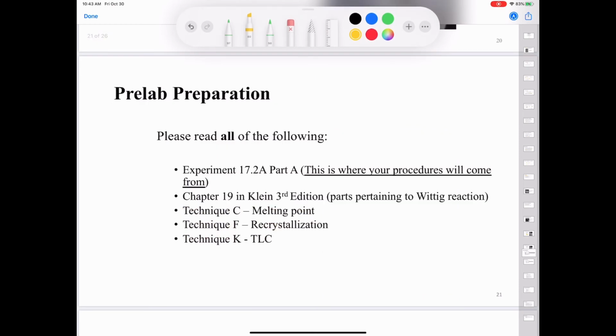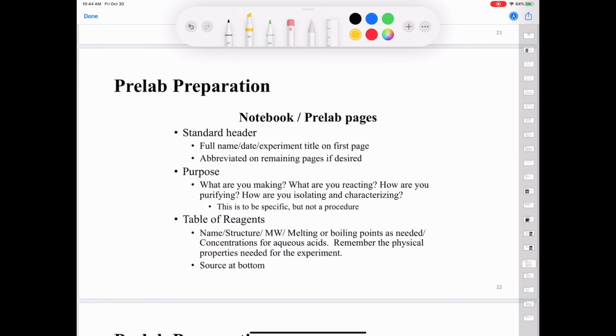As always, you want to make sure that you're well prepared before stepping into the lab. Please be sure to read all of the following. First, you want to start out by reading Experiment 17.1a. That's a typo. It should say Experiment 17.1a. And Part A is the experiment you're doing. That's where your procedure is going to come from. It would also be wise to read Chapter 19 in Klein, which is the aldehydes and ketones chapter, and has the parts that pertain to the Wittig reaction in it. As far as techniques go, be sure to look over Technique C, melting point, Technique F, recrystallization, and Technique K, TLC. For your PreLab, remember that these pages must be scanned and submitted with your final report.